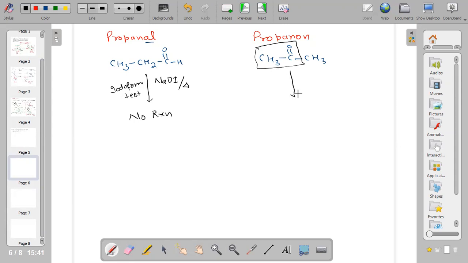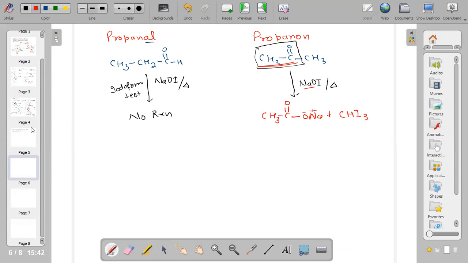But propanone will give, with NaOI and heat. And as I told you, how to write the product: this part will remain the same, CH3C=O, and this part will join with ONa. And the iodoform formula, you know, is CHI3. This is the iodoform. This is the reaction.